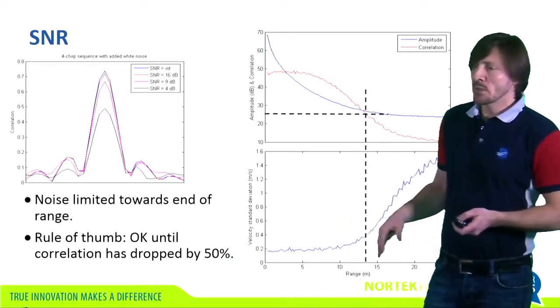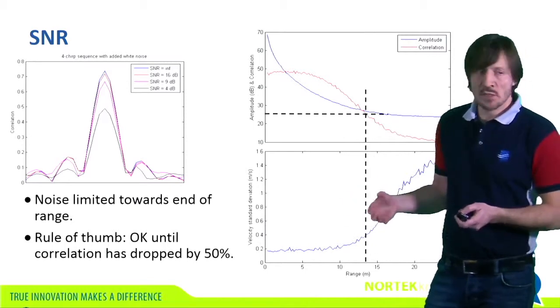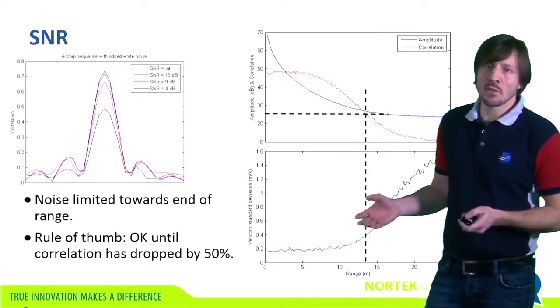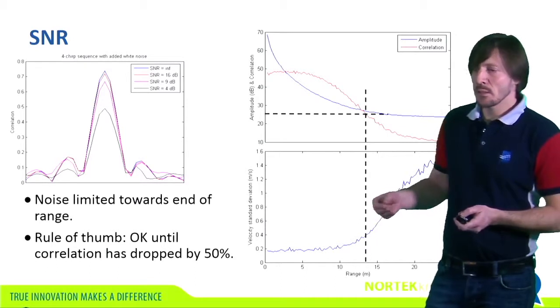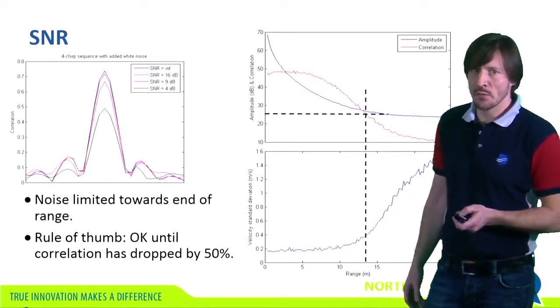The correlation value is also given with each ping you get, so you can also use it as a quality measure. If you have some really dodgy pings, they will have a really bad correlation, and you might filter those out. That's another way of using the correlation value.